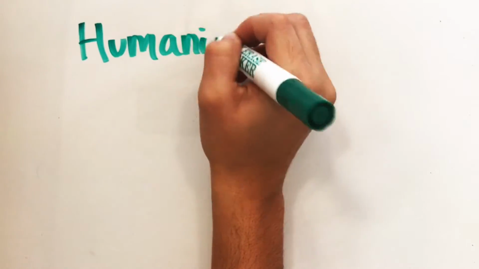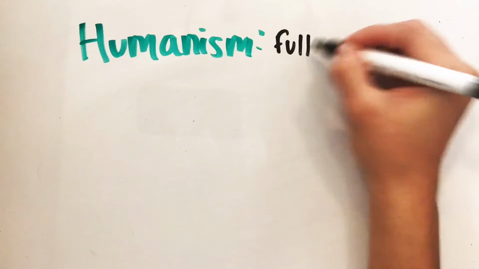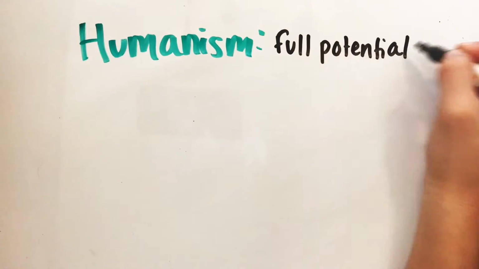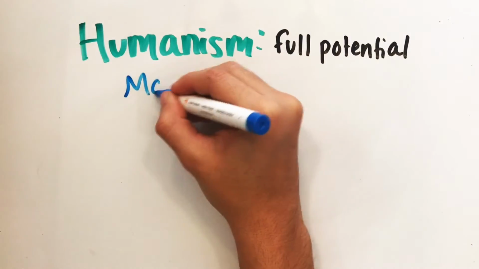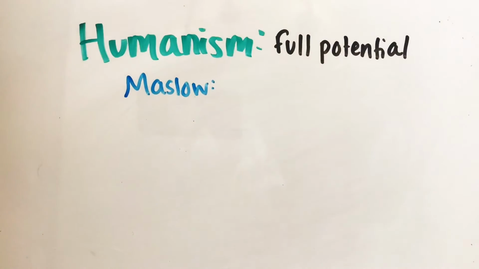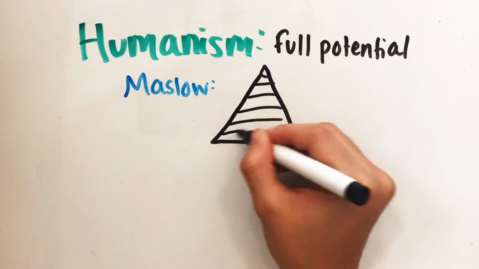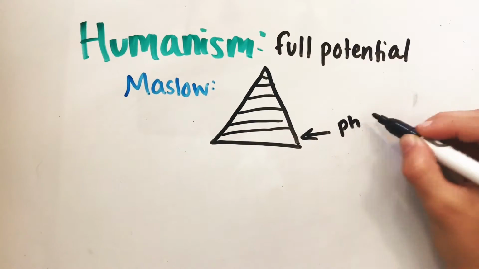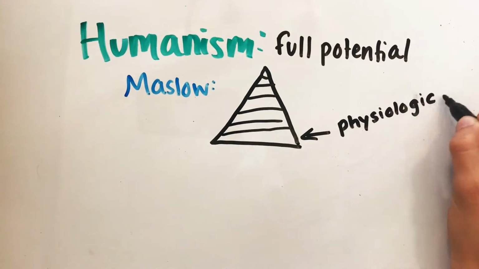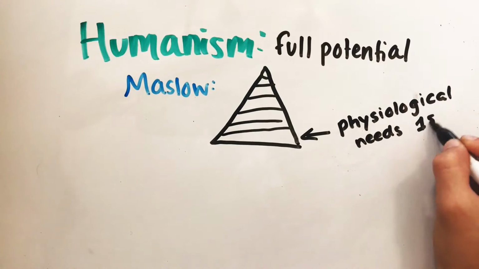The next perspective is humanism. Humanism is a perspective that emphasizes the growth potential of healthy people and the individual's potential for personal growth. This goes along with Maslow's hierarchy of needs. The hierarchy says that physiological needs must come first.